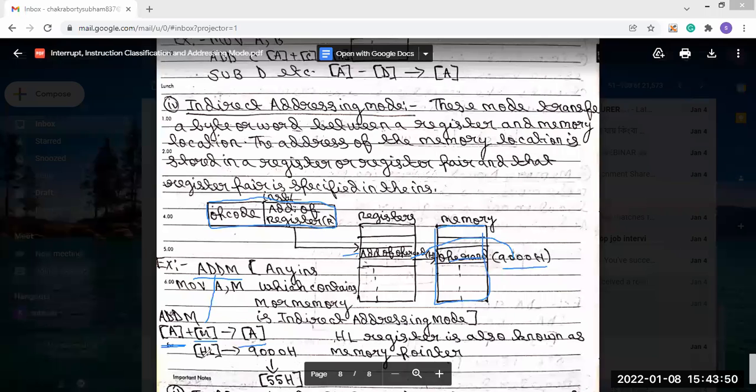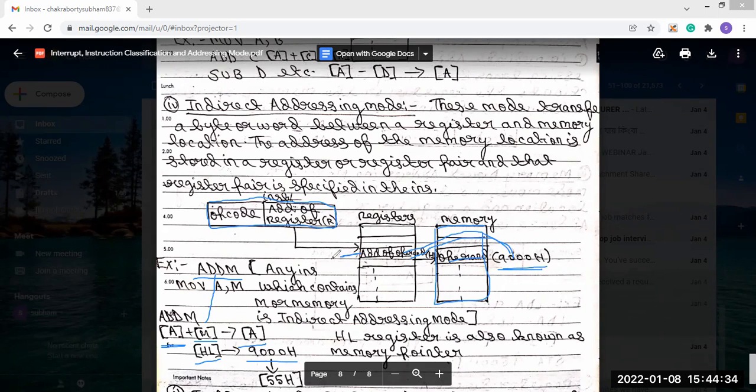Now, which will hold this memory pointer? A register pair. This HL is a register pair we have. Let's say this HL register pair is stored in the 9000H location, and inside this 9000H location we have the 55H data present. That means inside this memory, the operand is present. And this 9000H location will be stored by the register.